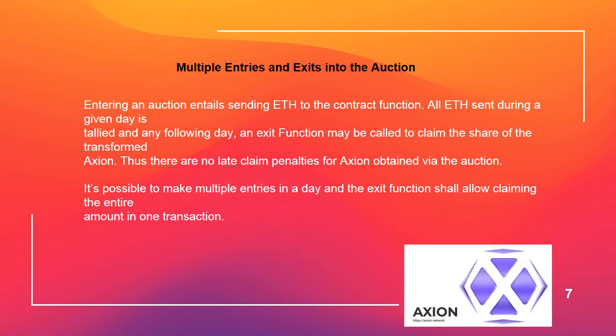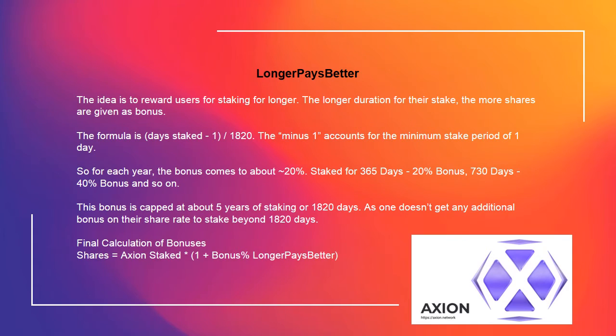Multiple entries and exits into the auction. Entering an auction entails sending ETH to the contract function. All ETH sent during a given day is tallied, and any following day, an exit function may be called to claim the share of the transformed Axion. Thus there are no late claim penalties for Axion obtained via the auction. It's possible to make multiple entries in a day, and the exit function shall allow claiming the entire amount in one transaction.